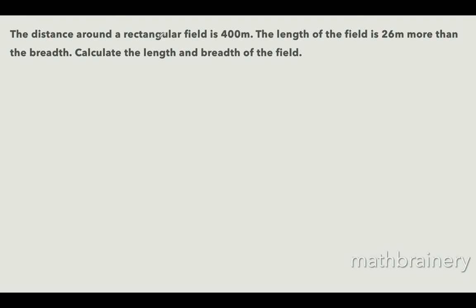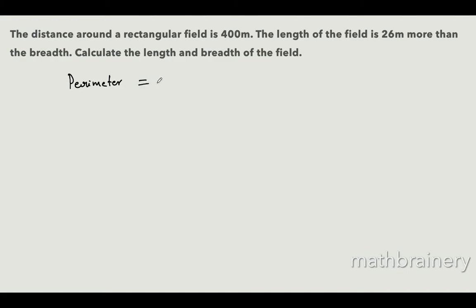The distance around a rectangular field is 400 meters. The length of the field is 26 meters more than the breadth. Calculate length and breadth of the field. Now, what do we mean by distance around a rectangular field? It is nothing but perimeter of a rectangle, isn't it?